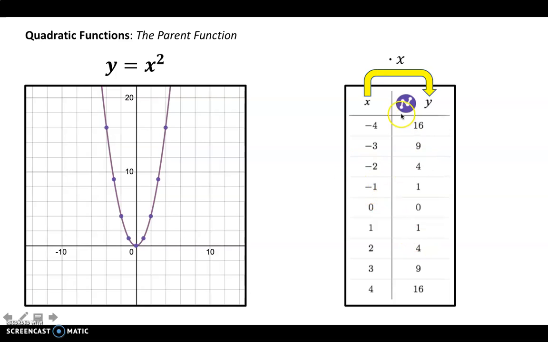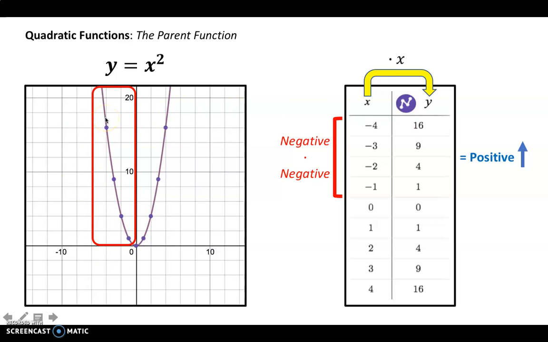If I say x times x, what that means for negative 4 is if I said negative 4 times negative 4, I would get positive 16. So if we look on the left side, those are the negatives. Notice the line is still going up. So the y is still positive, right? Negative times a negative makes a positive. Negative 3 times negative 3 makes positive 9. Negative 4 times negative 4 makes positive 16.